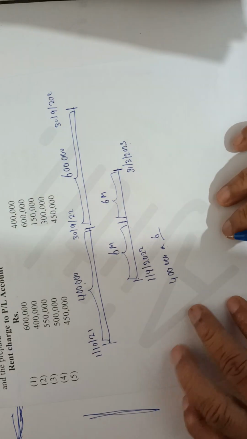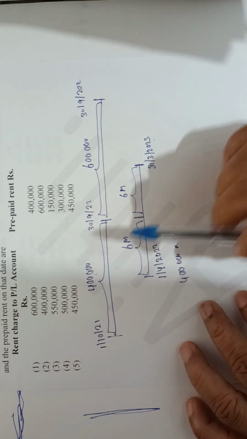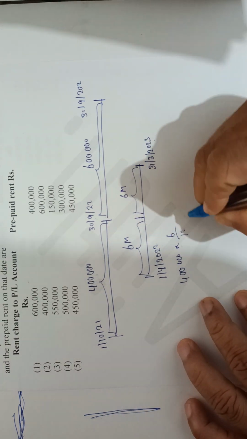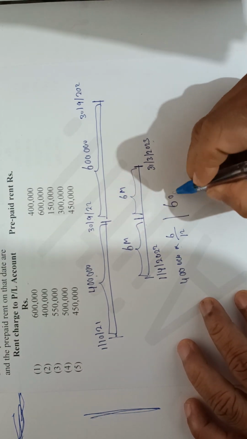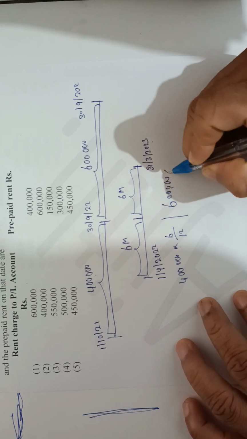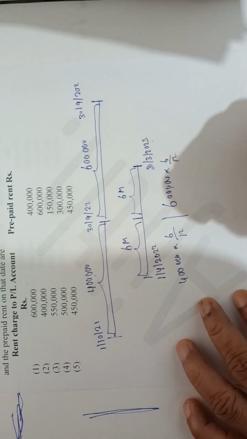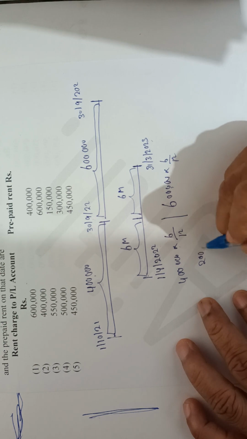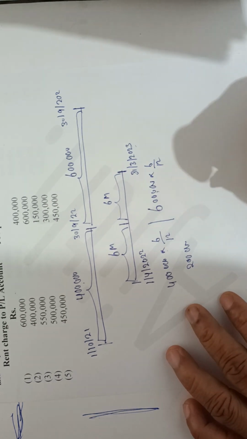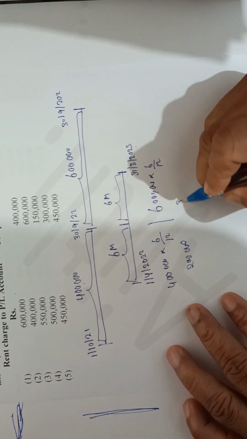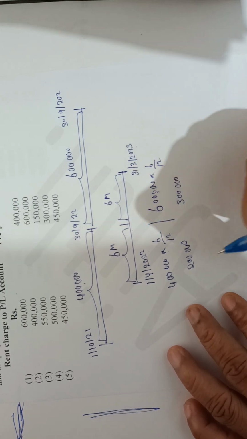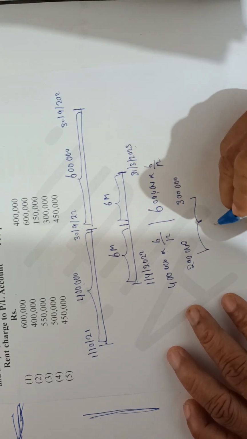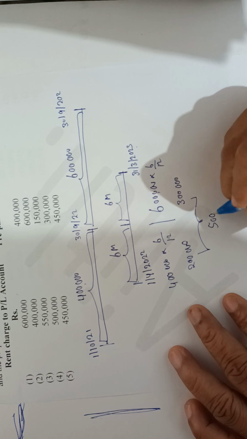Therefore 400,000 into 6 over 12, as well as 600,000 for the second agreement, also 6 over 12. Therefore here will be equal to 200,000 and here will be equal to 300,000. Therefore this value should be considered as expense. Therefore expense equals 500,000.